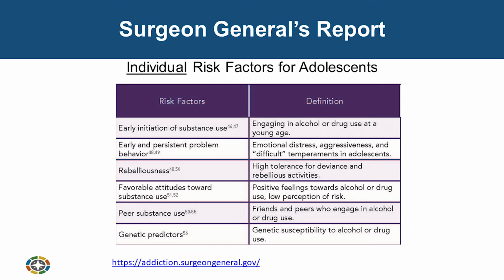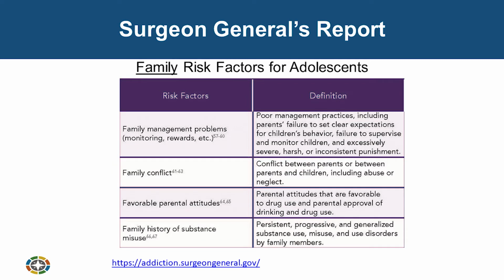So the Surgeon General report said, well, look, not everybody is at equal risk of a substance use disorder. Risk factors are early initiation or exposure to a substance, persistent problem behavior, rebelliousness, favorable attitudes towards substances, peer substance use, and genetic predictors. These are thought to be the major individual risk factors for adolescents. But there are also family risk factors for adolescents, like family management problems, family conflict, parental attitudes that promote substance use, and a family history of substance use.